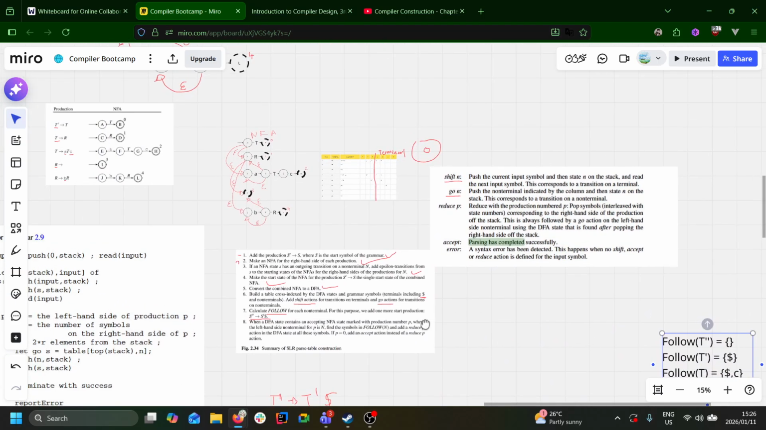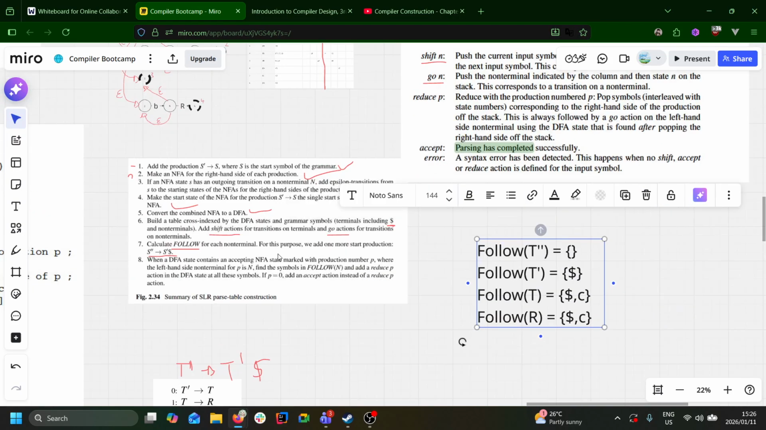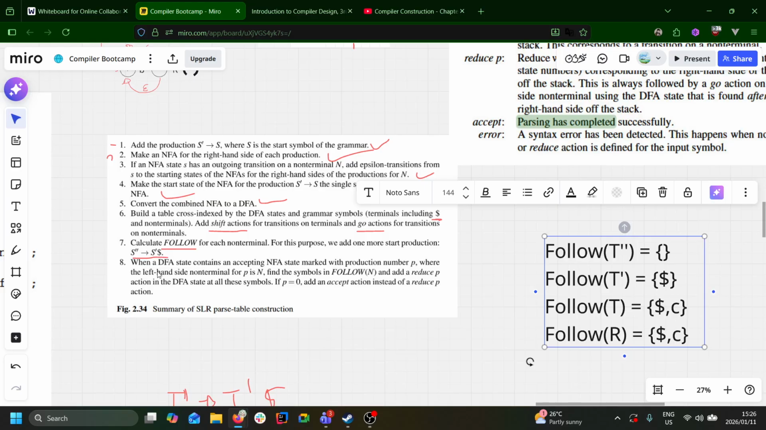So let's see. So we take this, right? And see, when a DFA state contains an accepting NFA state marked with production number P, where the left-hand side non-terminal for P is N, find the symbols in follow N and add a reduce P action in the DFA state at all these. If P is zero, then an accept action is added. I'm gonna have to read that again. That's very confusing.